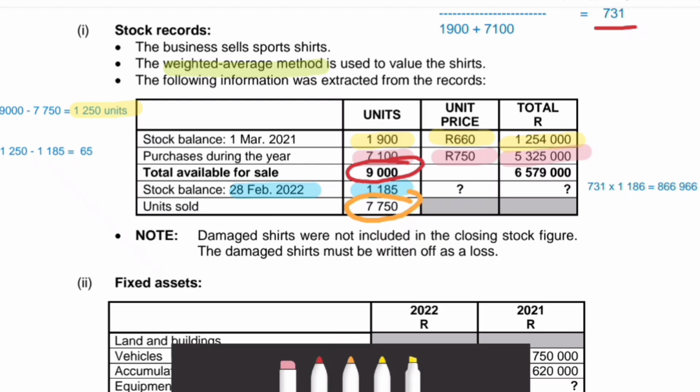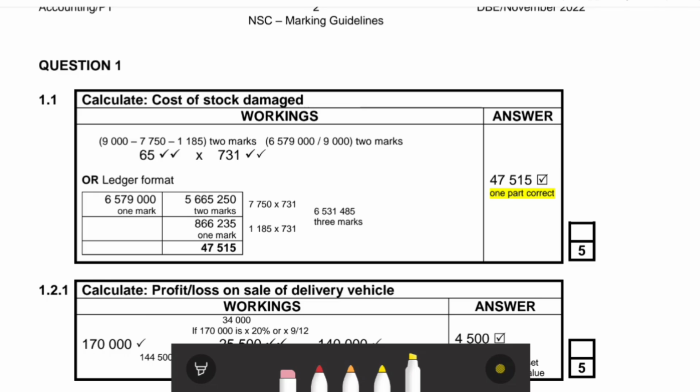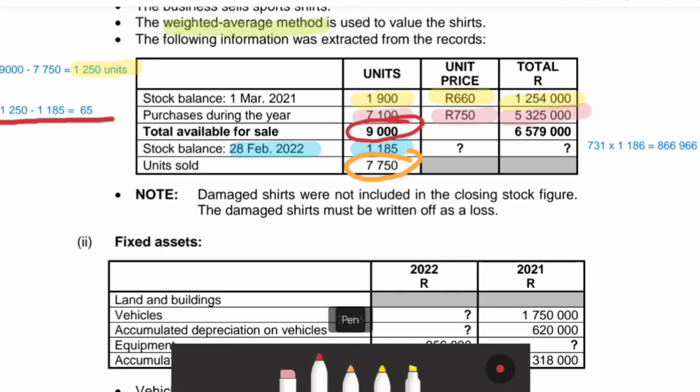We were told that the actual stock balance that we have is this 1,185. So we work out the difference between the 1,250 and the 1,185. And that will give us the number of stock that was damaged. So there you have it. Next, we work out the value of this damage. We have 65 units that were damaged, and we know that a value of 1 unit is 731. 65 units multiplied by the weighted average price. There you have it. And we are told that we need to write off this as a loss, right?